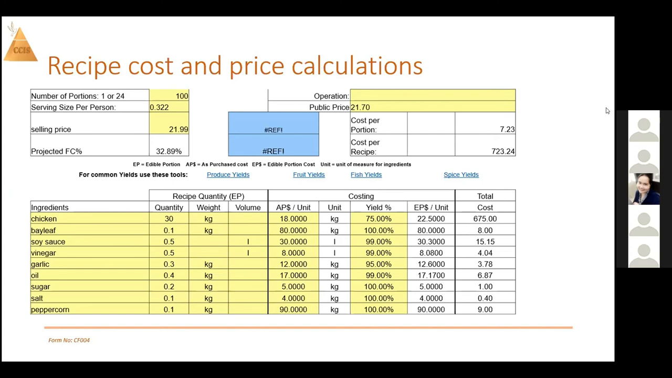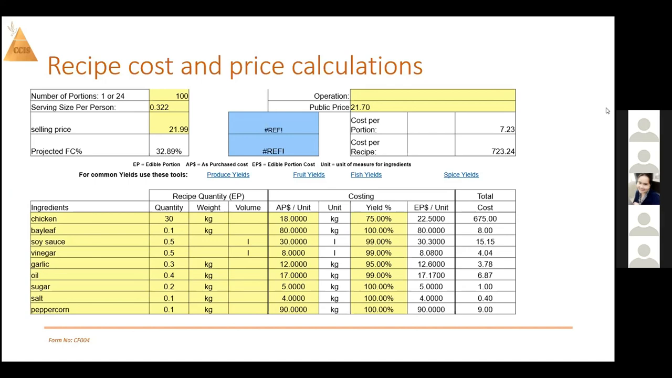The next one is the unit of the items, and then the yield percentage. You'll see some of those are 100%, some of them are lower. So you have chicken at 75%, because that's its yield percentage when you trim off the fat, the skin, and the bones.